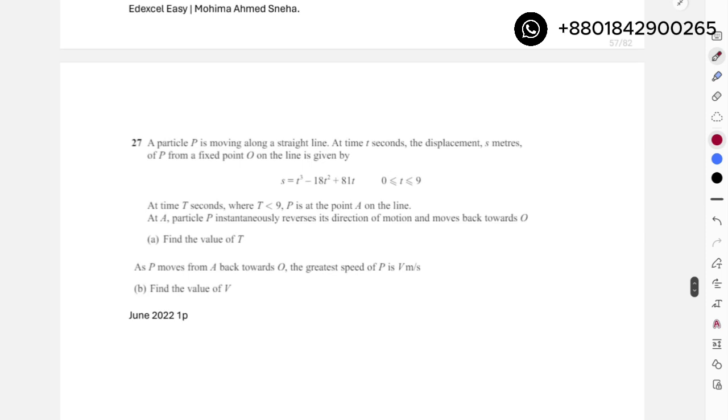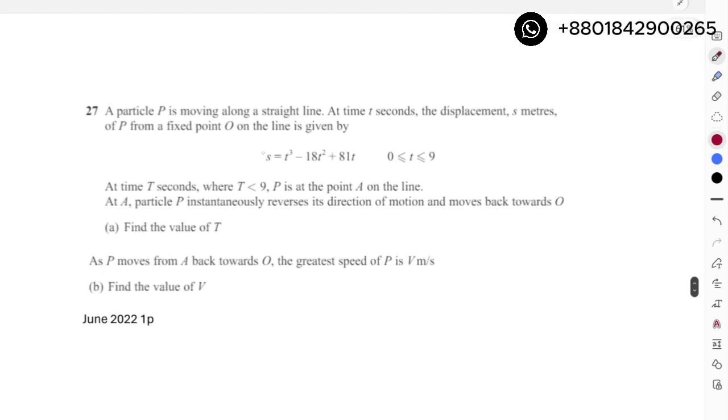This is it. Then if we quickly move on to the next question of kinematics, there again they have expressed an equation for distance, and they have stated that time is always less than 9 and instantaneously at rest, reverses its direction of motion and moves back to A. Over here there is a reverse direction happening. That means there will be a turning point in this case, right? So first thing they're asking is to find the value of t.